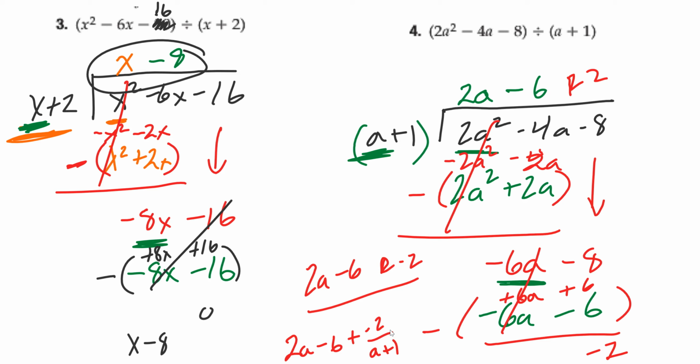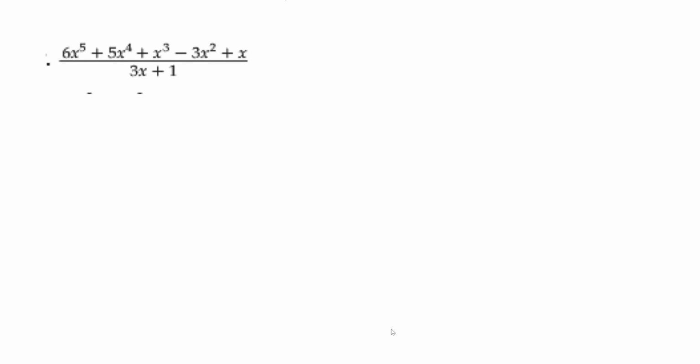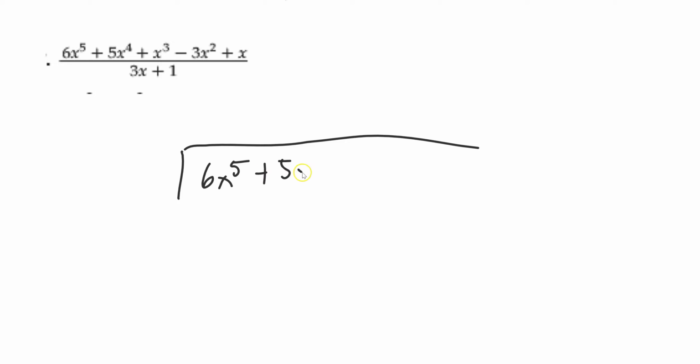So now we can hopefully kind of get the feel of it. Let's move on to harder examples. Look at this next one. We're going to divide all this by 3x plus 1. Looks like a handful, but it's honestly the exact same idea. We got 6x to the 5th plus 5x to the 4th plus x cubed minus 3x squared plus x.